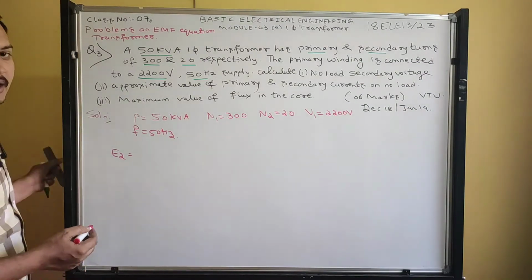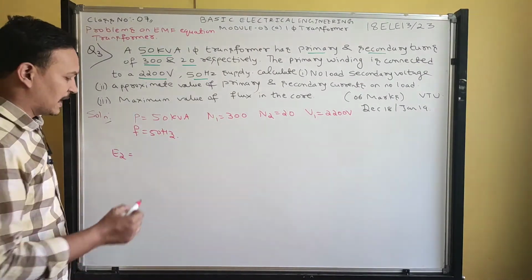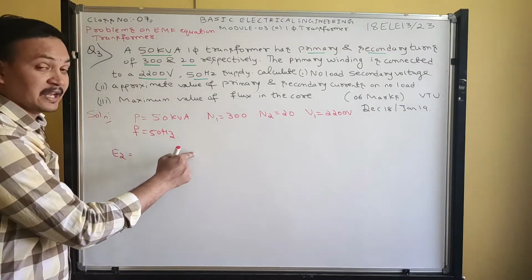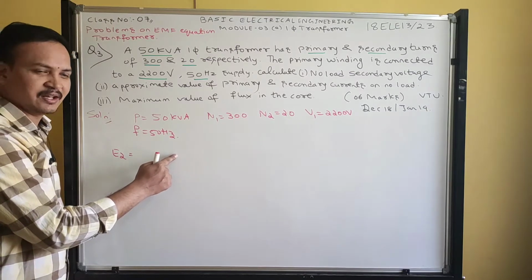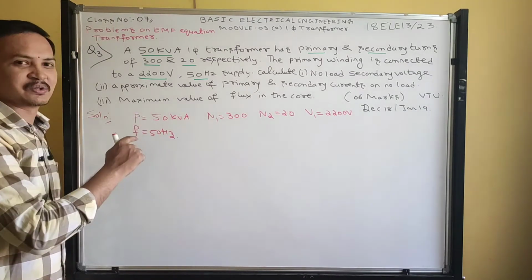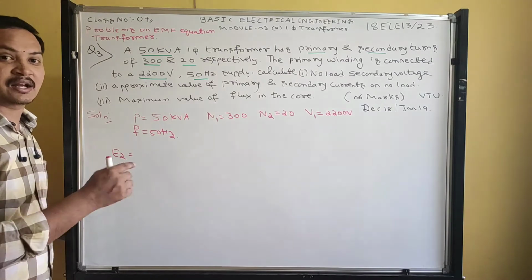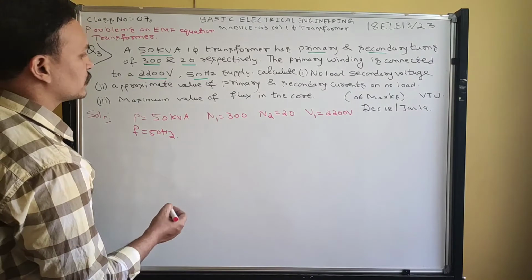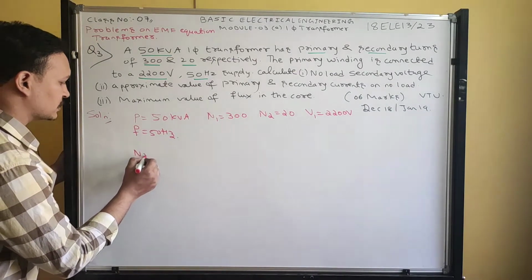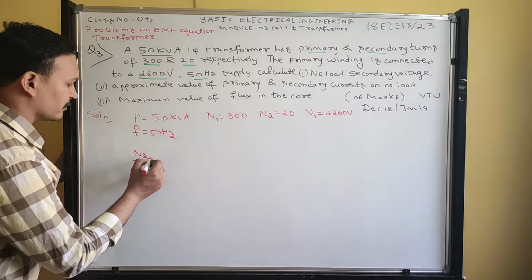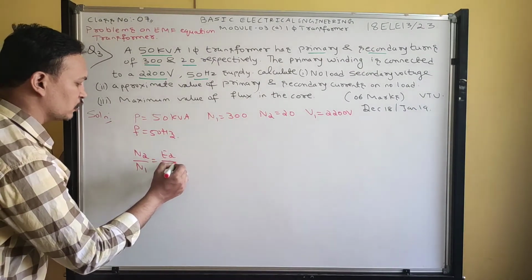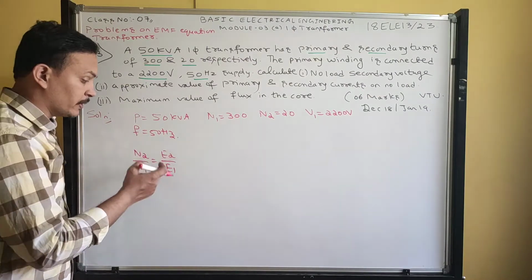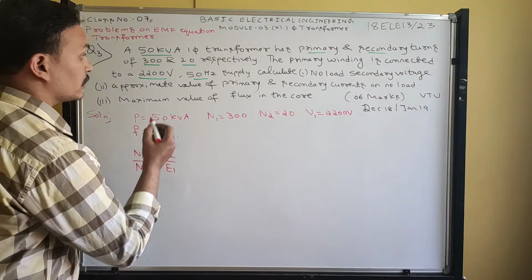So how can I calculate E2? If you think of directly writing the EMF equation of a transformer, 4.44 f Φm N2, flux is not given in the problem. You have to find flux also. So you cannot calculate E2 directly by the EMF equation of the transformer. Then what can I do? I can use the ratio formula. What is the ratio formula? N2 by N1 is equal to E2 by E1. N2 by N1 is what? K. E2 by E1 is also K. So now enter the values.